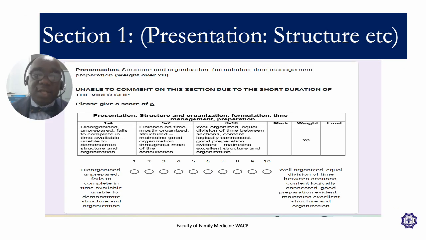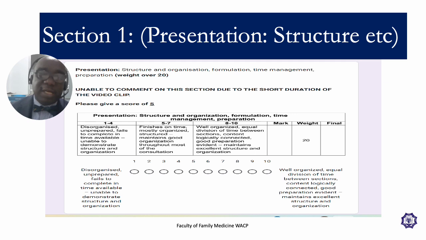The first section you will run into for scoring is the section on presentation, structure, and so on. The weight of that section is 20. However, if the presentation you watch is of short duration, you may not be able to do this fully. So for the practice video you will watch, it's a short mini presentation and you will not be able to do the full scoring, and so we advise you to give a score of 5, which is the minimum for acceptable to family medicine standard.